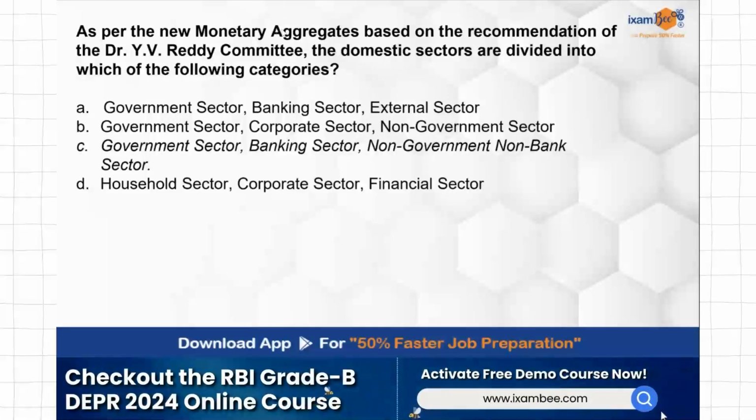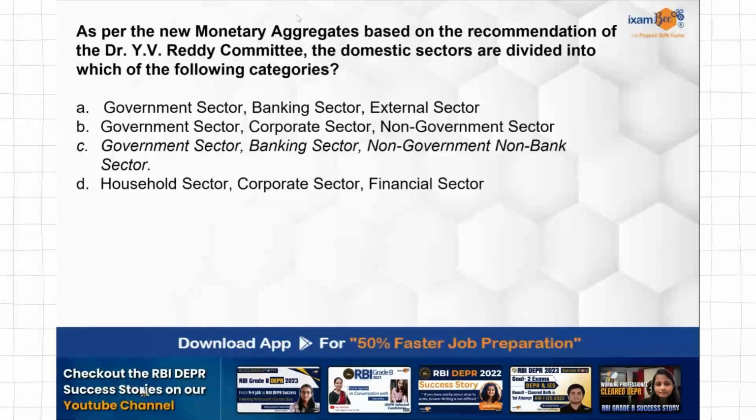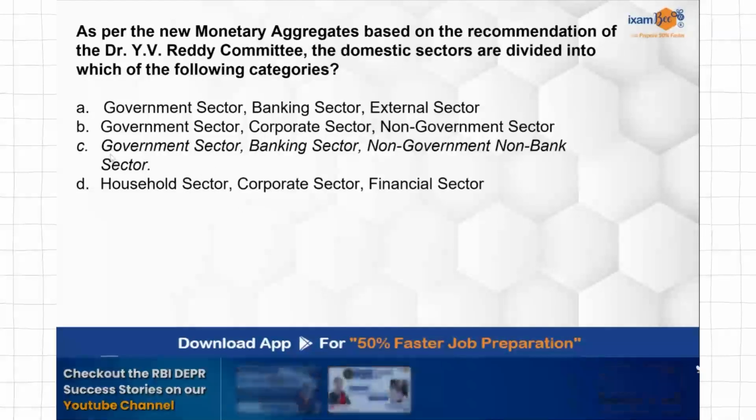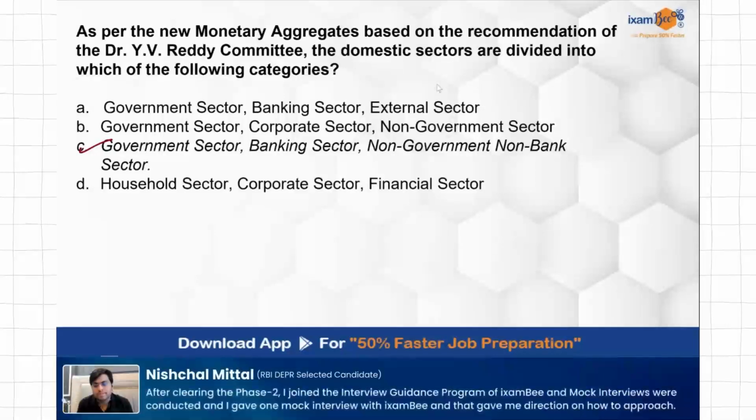As per the new monetary aggregate, based upon the recommendation of the Dr. Y.V. Reddy committee, the domestic sector is divided into which of the following categories? So you all know that in the case of the Dr. Y.V. Reddy committee, the domestic sector is divided into the government sector, banking sector, and non-government, non-bank sector. So option C should be the correct answer.